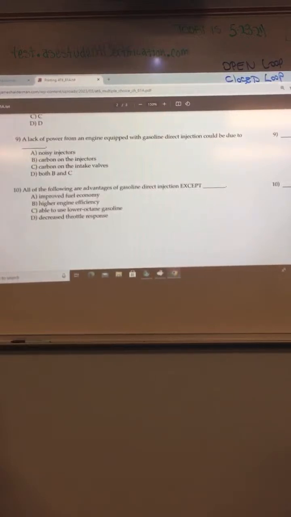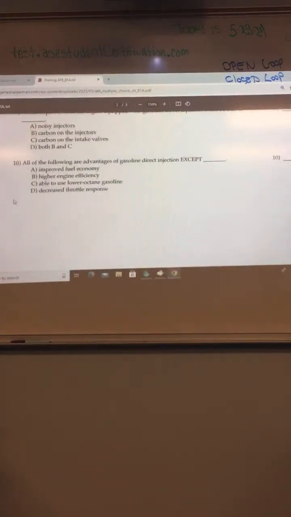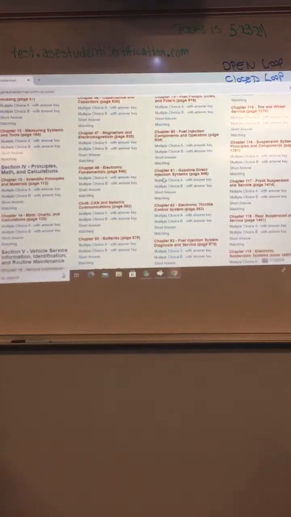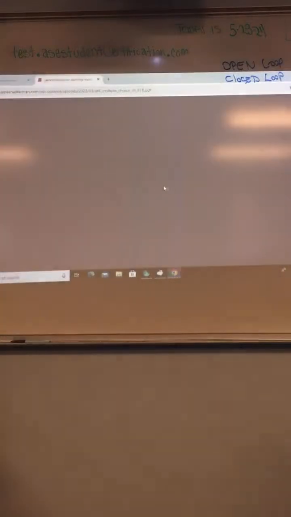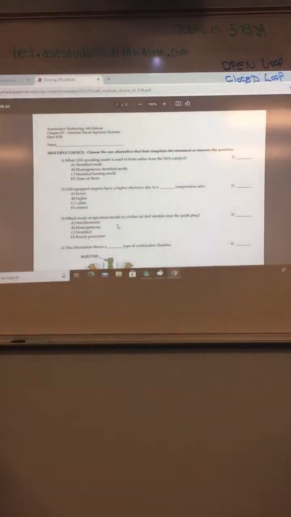D for now. Number 9 is D, yes, could be carbon on the injectors or the intake valves. Disadvantages, all except D. Obviously, D should be an obvious answer. Number 6 was, or no, A. Number 5 was B, right? Yeah, 5 was B. Double check it.